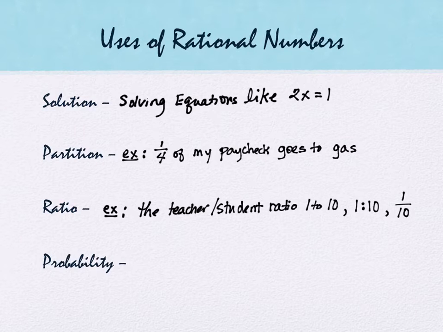Probability is something that we'll get to at the very end of our semester, not until we get to chapter 9. But probability is another use of rational numbers that we have. So something like this.